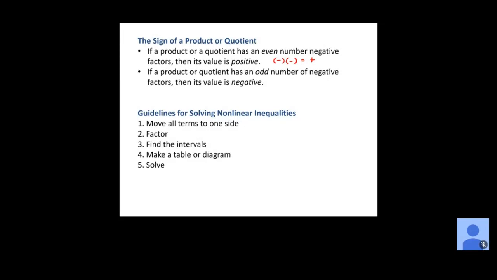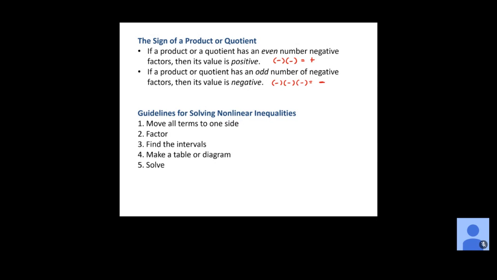However, if I have an odd number of negative factors, then the answer should come out negative. So if I have something like negative times negative times negative, that's an odd number of negatives. Overall, that's going to give us a negative. Now, the reason this is important is because if we can just figure out in terms of our factors which ones are positive, which ones are negative, then we can just count up how many factors are positive, how many are negative. If we get an even number of negatives, we know it's positive. If we get an odd number of negatives, then we know it's negative. And we don't have to know the exact value of whatever we're dealing with, just the signs.